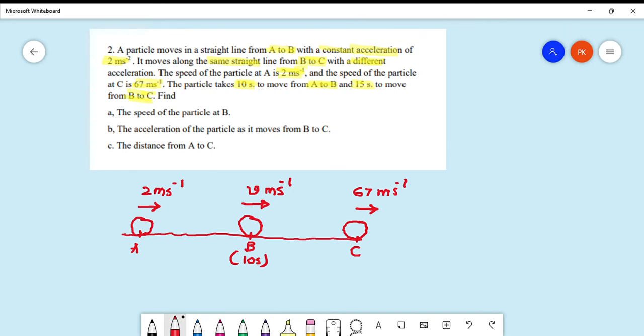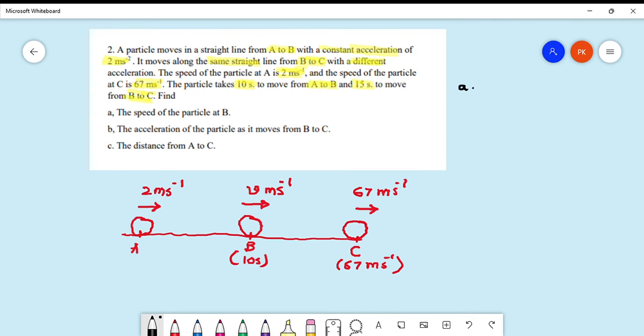So this total journey, I can take it as made up of two parts, from A to B with a particular constant acceleration, and then from B to C with another constant acceleration. And when the particle reaches C, its velocity is 67 meters per second. Okay, so let us come to part A here.